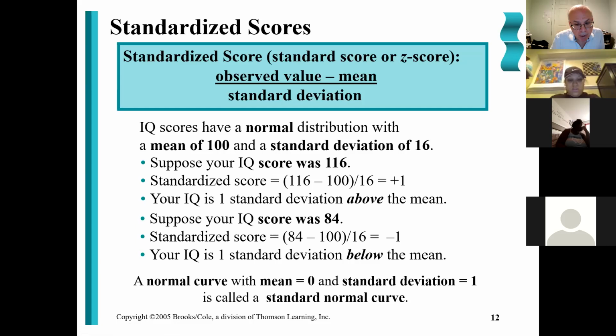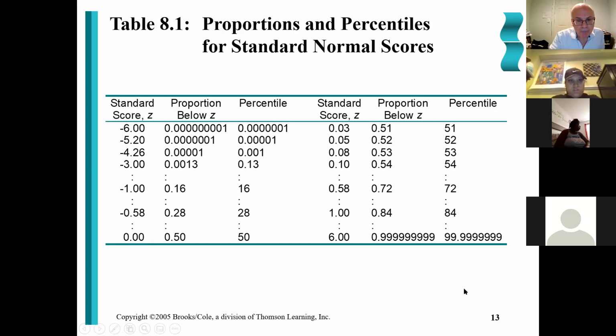That's what it means. Now, if you created a normal curve, one of these bell-shaped curves, that just has these standard scores as the numbers along the x-axis, you would have what's called a standard normal curve. A standard normal curve has a mean of 0 and a standard deviation of 1.